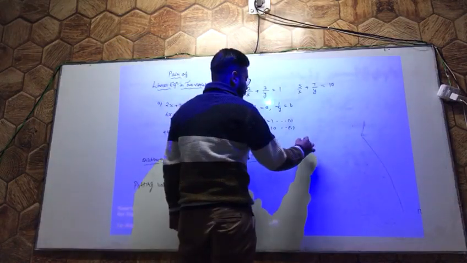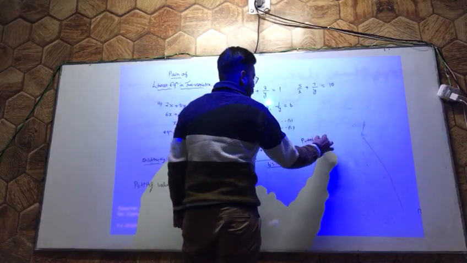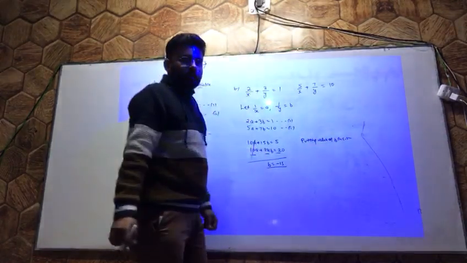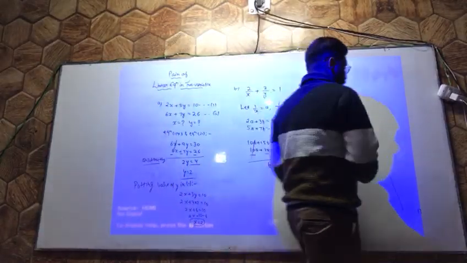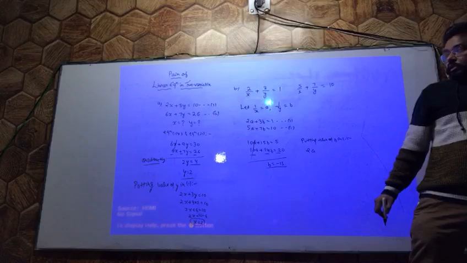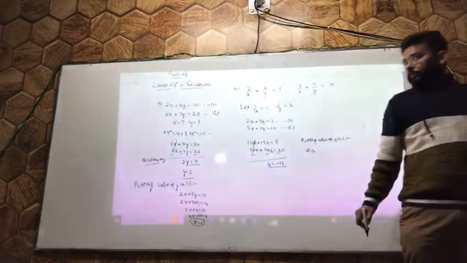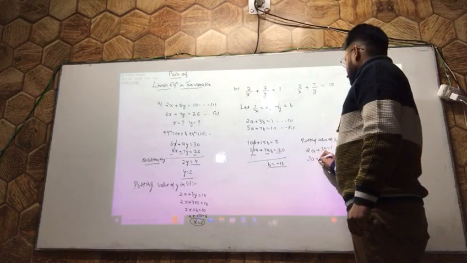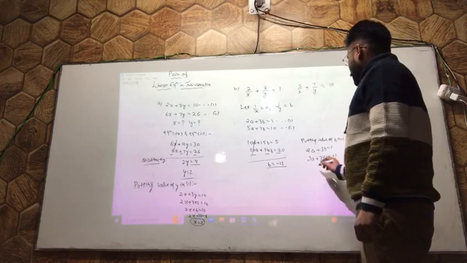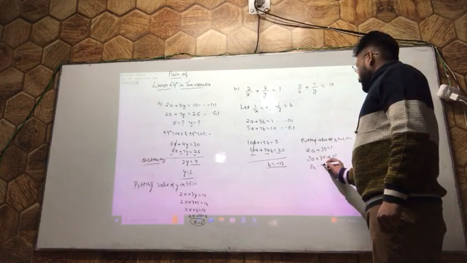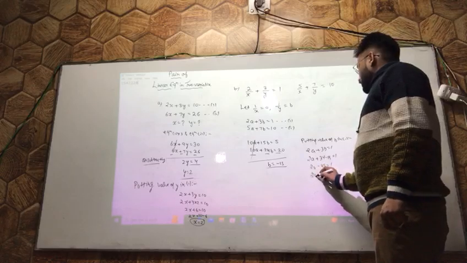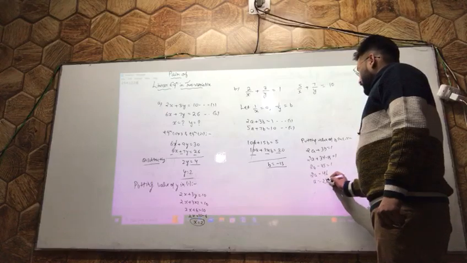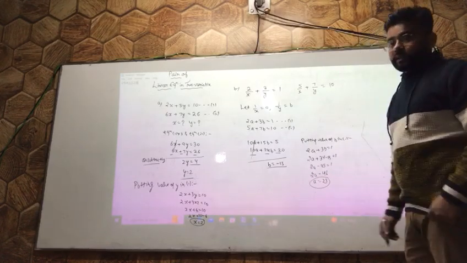Putting the value of b in equation 1. 2a plus 3b equal to 1. What is b? Minus 15. 2a minus 45 is equal to 1. 2a is equal to 1 plus 45, 46. a equal to 23.